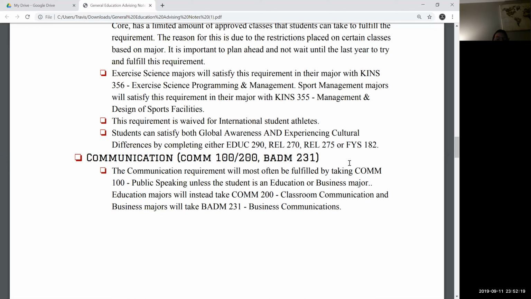200 is a business professional communication course. Now that does satisfy it, but 201 is for education majors, what you would actually take, and that's just because it teaches you how to teach a class and be in front of a classroom versus just giving a speech. And then BADM 231 is business communications. That is different than COM 200. Business 231 is taught by the business faculty, and if you are a business major, you are required to do that class already.